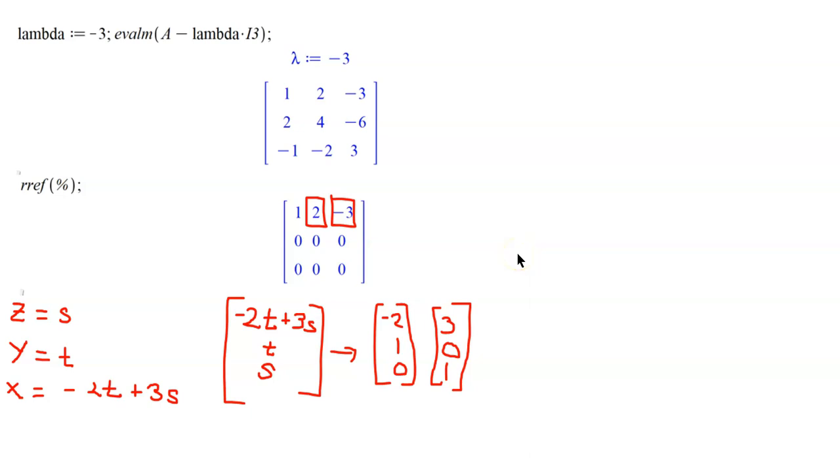A lot of times, not always, if the multiplicity of your eigenvalue is 2, you will get 2 vectors. We like when we get the number of vectors equal to the multiplicity, but that's for another day. Okay, now we've got one more.